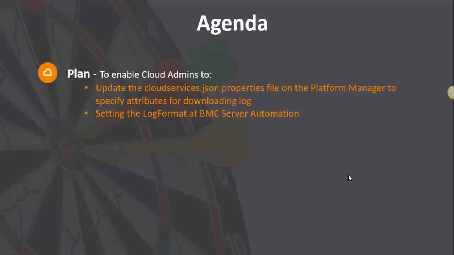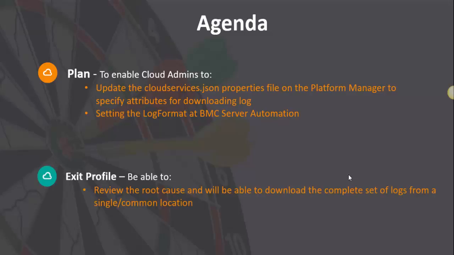The plan is to enable cloud admins to update the cloud services.json properties file on the platform manager to specify attributes for downloading logs, setting the log format at BMC server automation side as well. Once you're done with the configuration, Cloud Admin will be able to review the root cause and will be able to download the complete set of logs from a single common location.